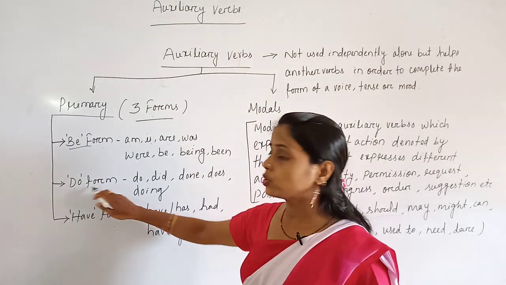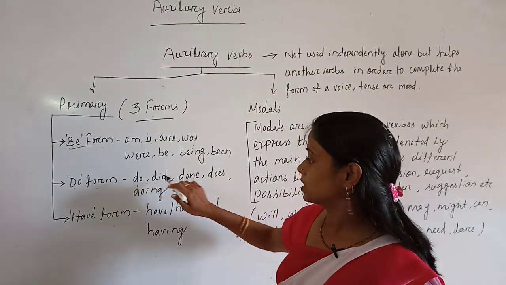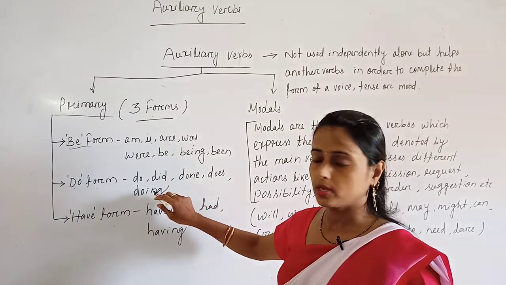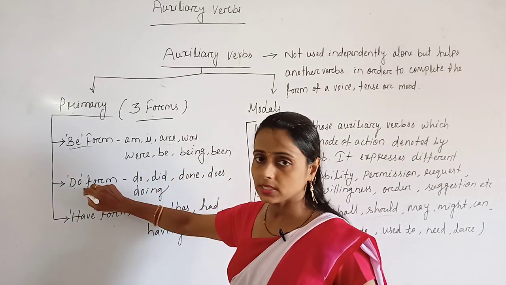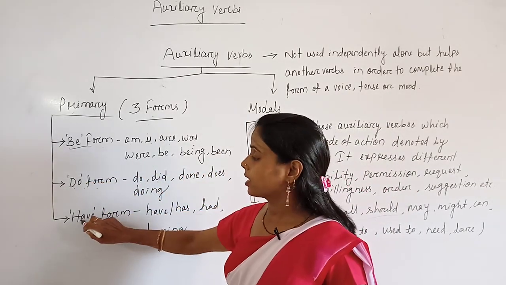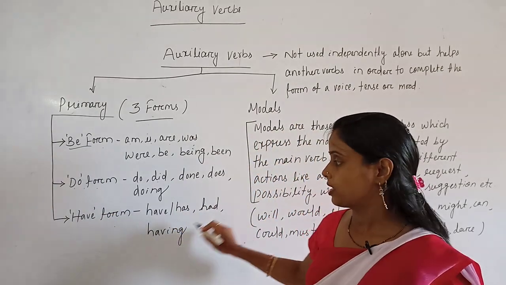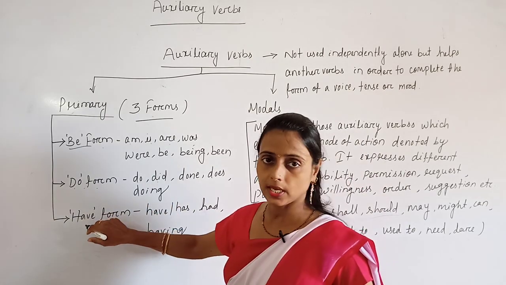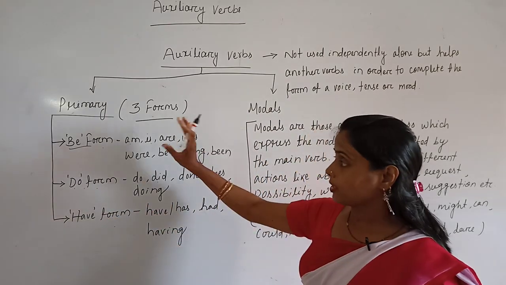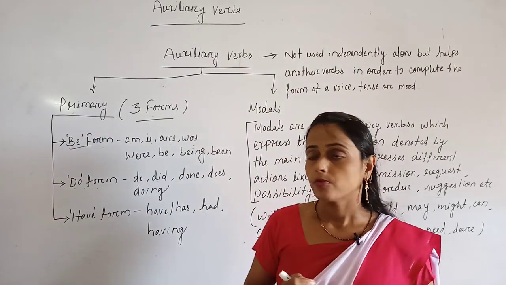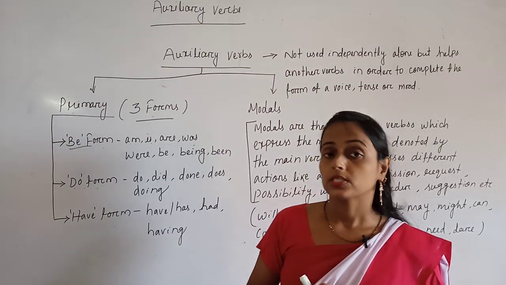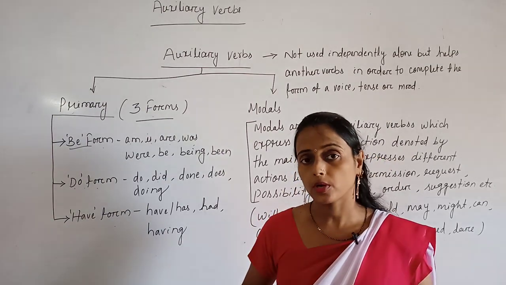Second is the do form: do, did, done, does, doing. These come under this category. Third is the have form: have, had, having. These come under this category. Understood? So primary auxiliary has three forms: first the be form, second the do form, third the have form.